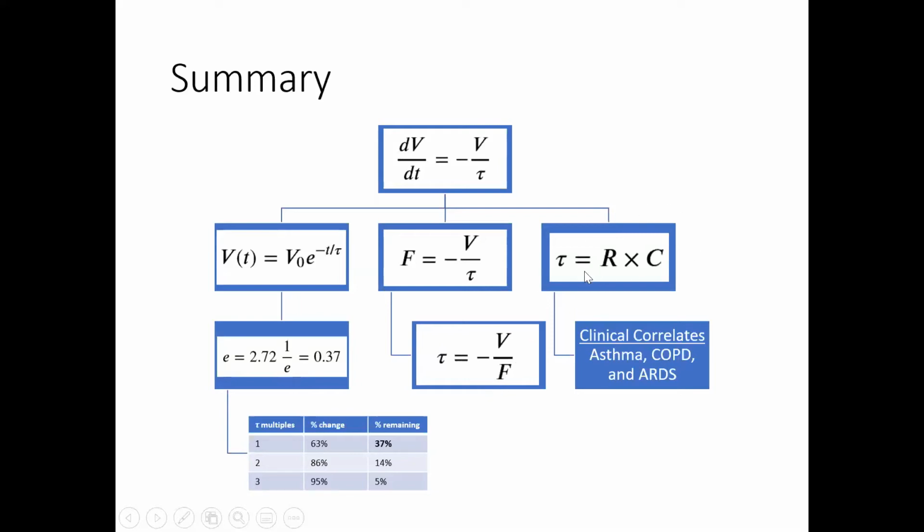The last equation is tau equals resistance times compliance, and I won't go into the derivation of this equation, but it helps you to think of clinical correlates with the time constant. For example, think of asthma as a condition where you have an increased resistance and hence your tau will be increased. Think of COPD as a condition where your compliance is increased and hence your tau will be increased. And finally, think of ARDS as a condition where your compliance is decreased and hence your tau will be decreased.